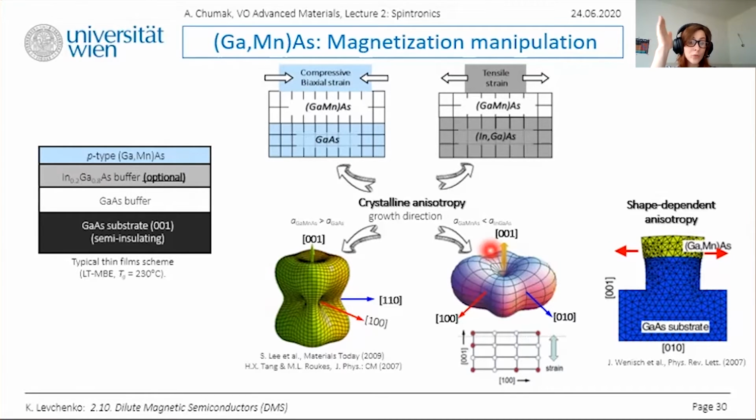Hence, we have out-of-plane magnetization. In addition to the crystalline anisotropy, we can play with a shape-dependent anisotropy, which means that by proper patterning and proper lithography and etching, we are creating such narrow stripes of the material, as indicated here by gold, on the top of, for example, the substrate.